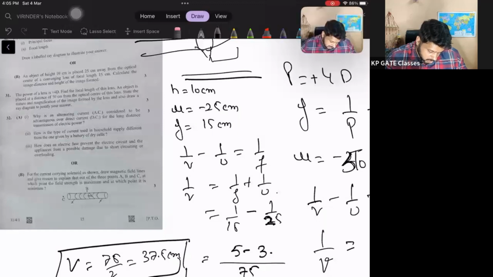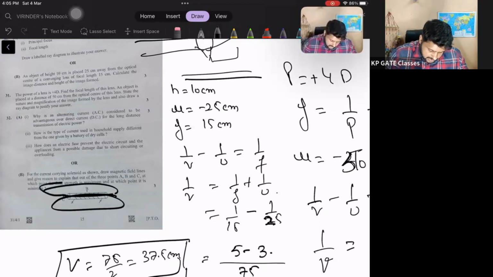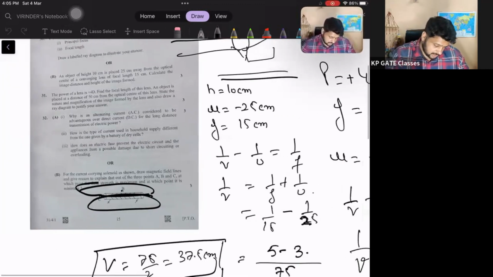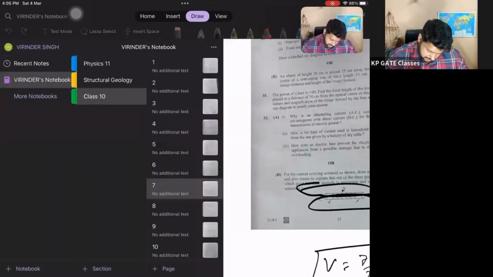From the current carrying solenoid as shown, draw magnetic field lines and give reasons to explain. So it is a solenoid. You can draw its magnetic field lines like this. So the field will be minimum at A and maximum at C, at the ends. Let's move to the next question.